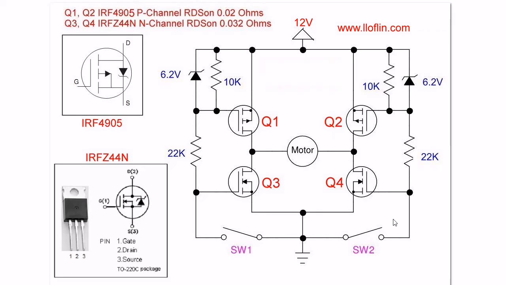Alright, note looking at this as it is. Both switches are open. SW1 is open, SW2 is open. Q3 and Q4 are turned on all the time. That's what does your braking action when you turn the H-bridge off. That creates the braking action for the motor.